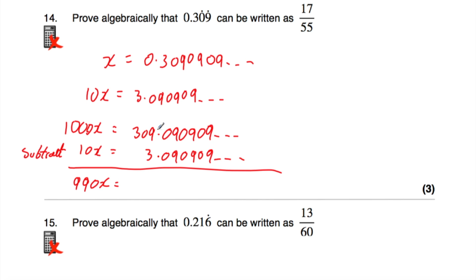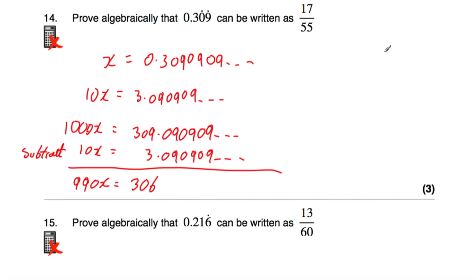And on the right hand side, we've got 309.090909, and we're taking away 3.090909. That's 090909, that would all become 0. So left with 309, take away 3 would be 306. So we've got 990x equals 306.